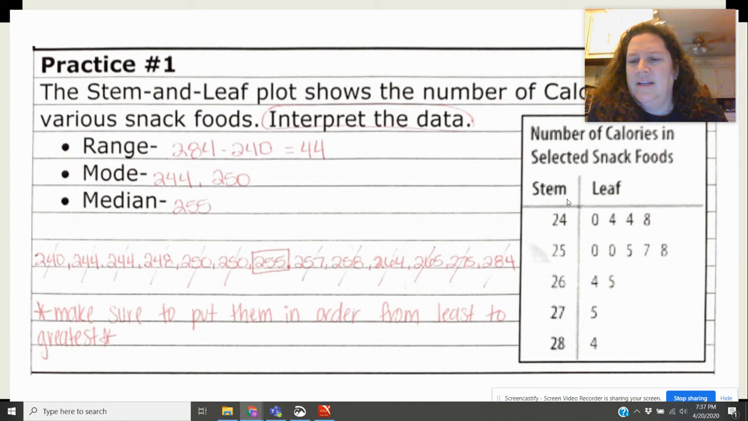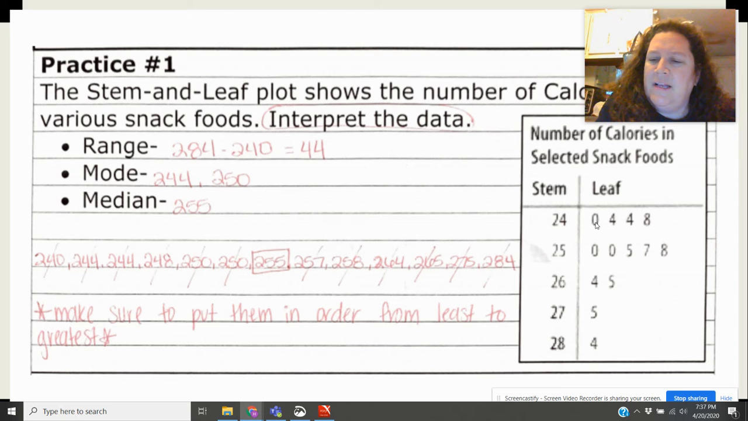Our mode is, I like mode, but one of the biggest sixth grade mistakes is they'll circle these 3 zeros and call that the mode. But this is 240. This is 250. And so when it says mode is 244 and 250, that's because there's 2 4s here and 2 zeros here. So this is 244 twice, and this is 250 twice, okay? For median, what's median?